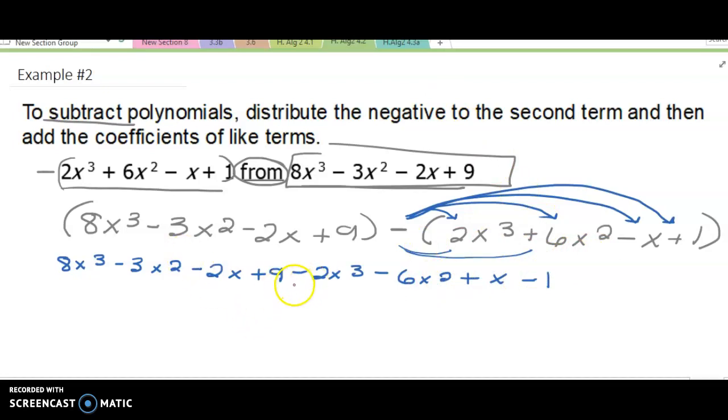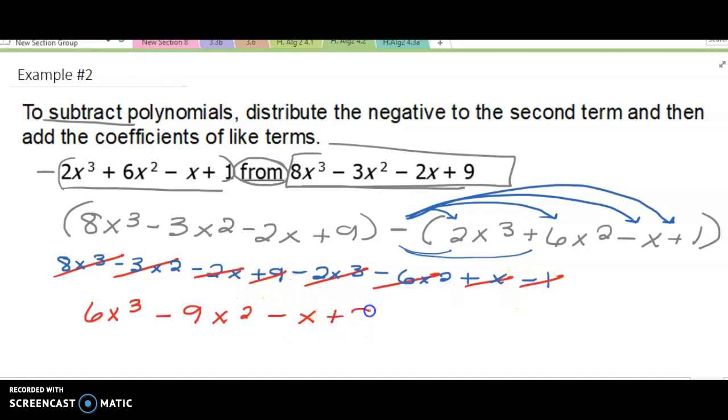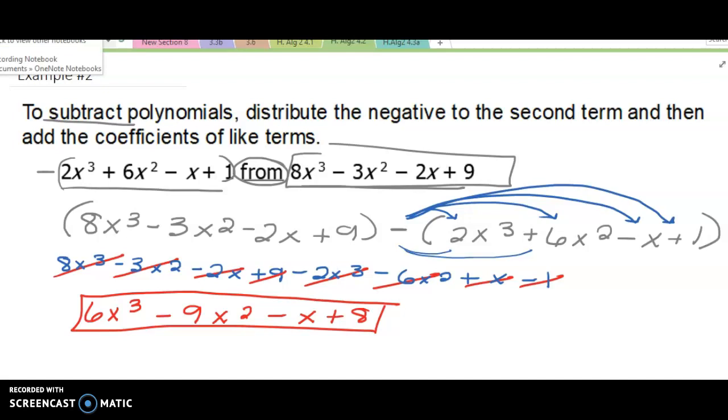Now when I simplify this, in order for me to make sure I don't miss any variables, I try to cancel each term out as I go. So like 8x cubed minus 2x cubed is just a 6x cubed. Okay, minus 3x squared and minus another 6x squared is minus 9x squared. Minus 2x plus an x is just a minus x, and then plus 9 and a minus 1 is a plus 8. So why I cross these off is now I can very easily look to say, oh yeah, I accounted for all of these terms here. So this here should be our final answer.